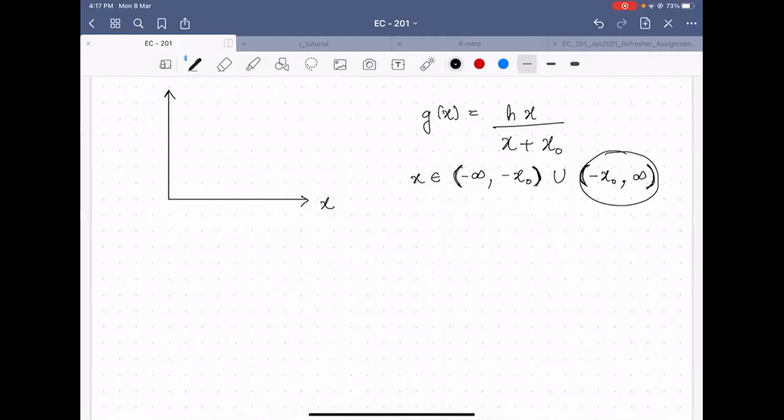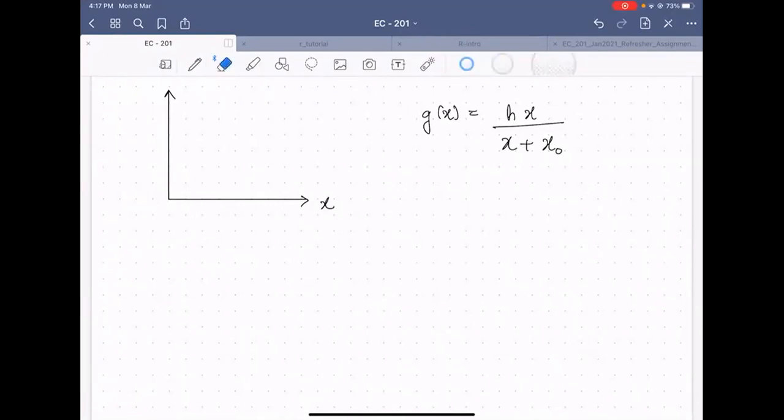Range, I think range is a good question. How do you go about looking at the range of this function? What values do you think this function can take? Let's just look at, say, x by x plus x naught. Basically, what all values can g(x) take? I would like somebody to answer. Natural numbers.